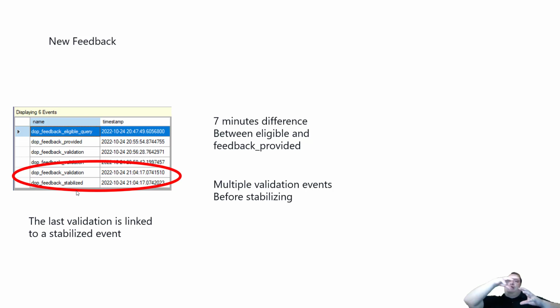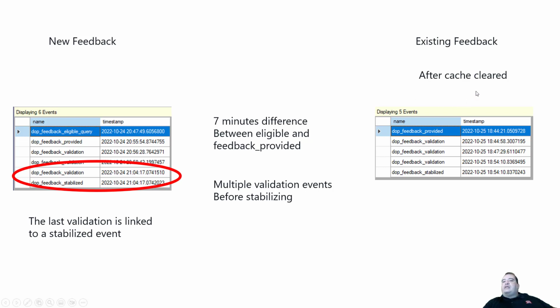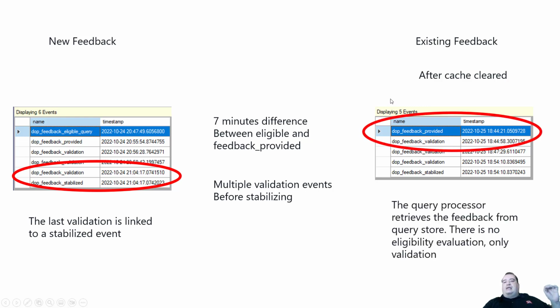But what if we clear the query plan cache and execute again? After the cache is cleared, when the query arrives at the server, the first event that happens is the DOP feedback provided. The eligible query event doesn't happen because SQL Server knows there is a feedback for this query, but SQL Server will validate the feedback. So it goes directly to feedback provided and validates the feedback of this query until it confirms, okay, the query is stabilized. The query has the best feedback possible.